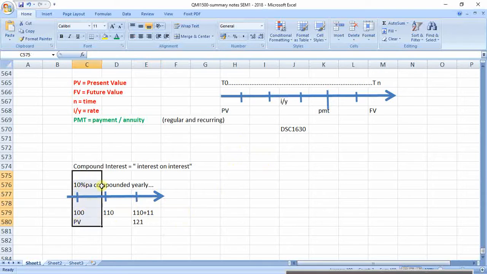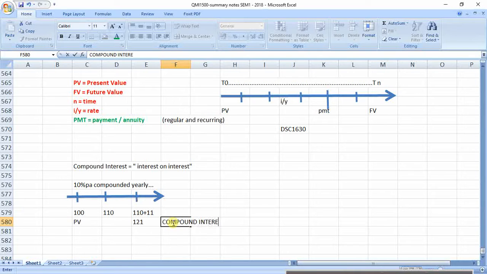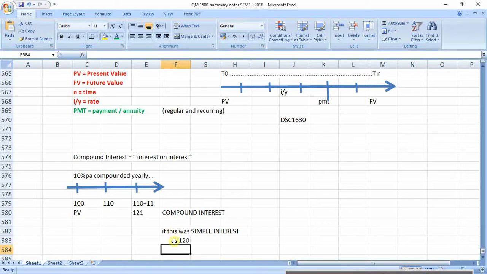Versus simple interest, simple would have been 10 rand every year. So this is 121 compound interest. If this was simple, we would have 120, because it would have been 10 rand from that year, 10 rand from that year, no interest on interest. Compound interest, 10 rand this year, and then 10% of the 110 gives you 11 rand that year. And that obviously adds up. So that's why compound interest is very powerful over the longer term.